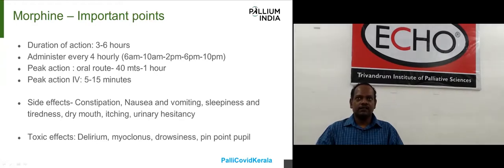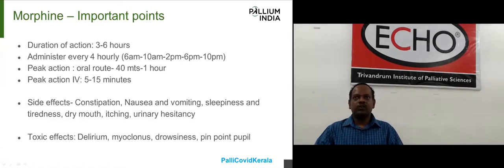There are some important points which we have to remember about morphine. Even though the duration of action is 3 to 6 hours, morphine has to be administered every 4 hours. So starting from 6 a.m., then 10 a.m., 2 p.m., 6 p.m., and 10 p.m. Usually at 10 p.m., a double dose of morphine is given so that the 2 a.m. dose can be avoided.